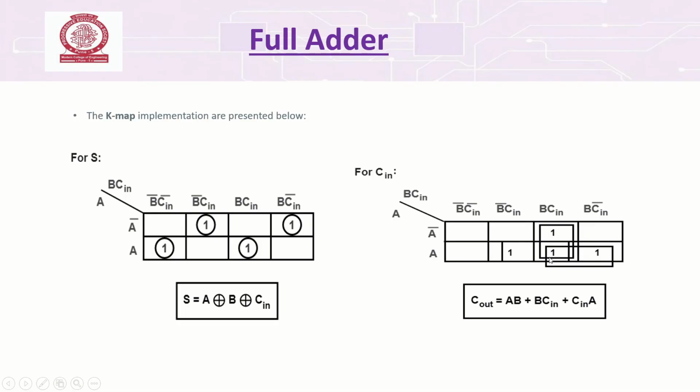Similarly, we'll go for C in. Here, what are we doing? We are making groups of 2. So this is my first group, this is my second group, and this was single. Instead of taking it single, the terms would increase, right? So what we did is we combined these two.